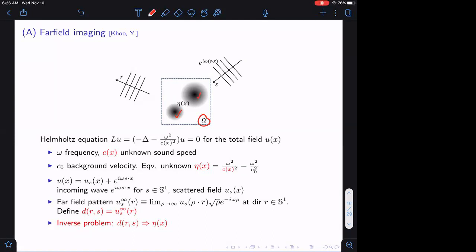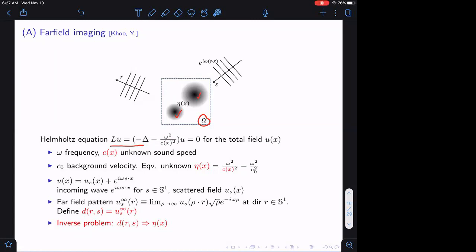Now the physics is described by this equation, the so-called Helmholtz equation. The Helmholtz equation is really the wave equation transformed into the frequency domain. In the Helmholtz equation, you essentially have a Laplacian applied to the field u, minus omega square over c square times u, which has to be equal to 0. The u here is my total field, omega is called the time frequency, and c(x) is the unknown sound speed. So the c(x) inside is unknown.